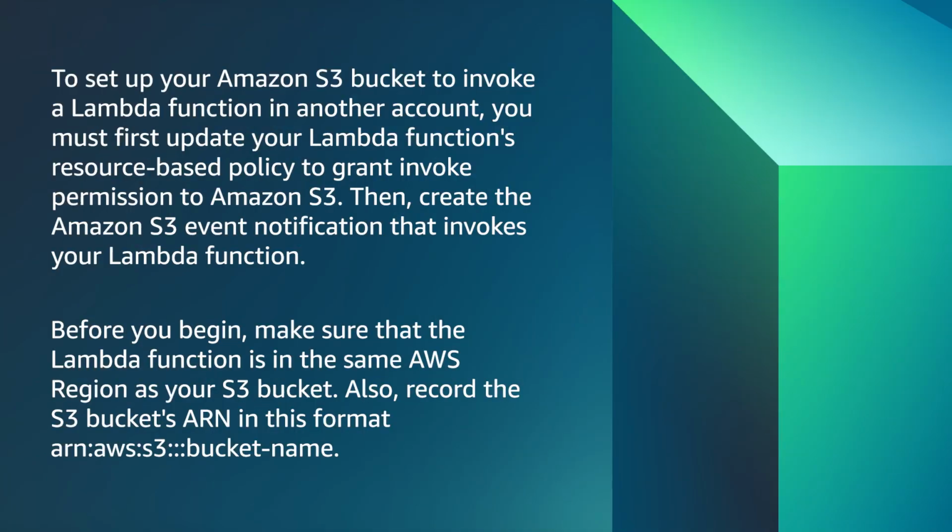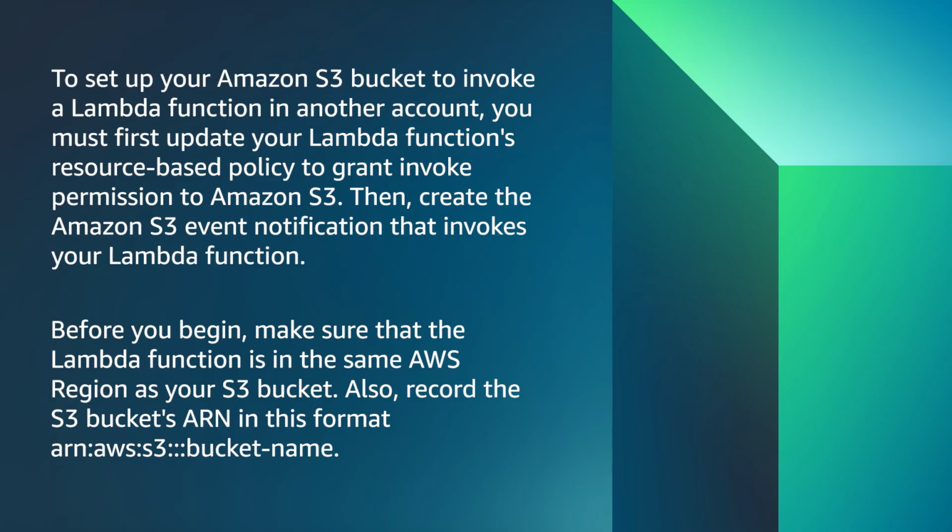Today, I'm going to show you how to set up an Amazon Simple Storage Service event notification to invoke an AWS Lambda function that is in another AWS account. Let's get started. To set up your Amazon S3 bucket to invoke a Lambda function in another account, you must first update your Lambda function's resource-based policy to grant invoke permission to Amazon S3. Then, create the Amazon S3 event notification that invokes your Lambda function.